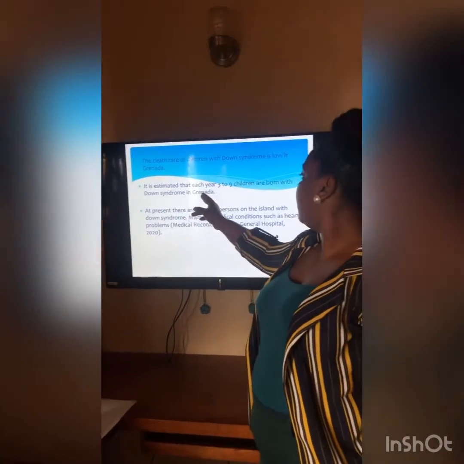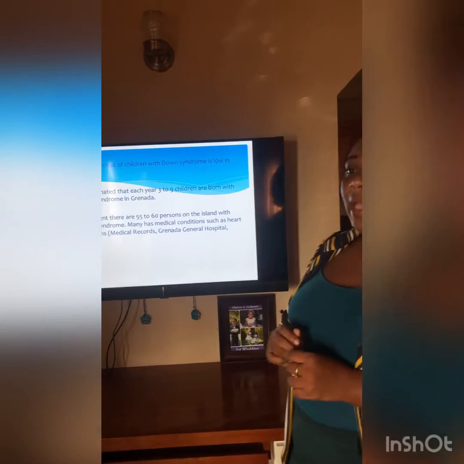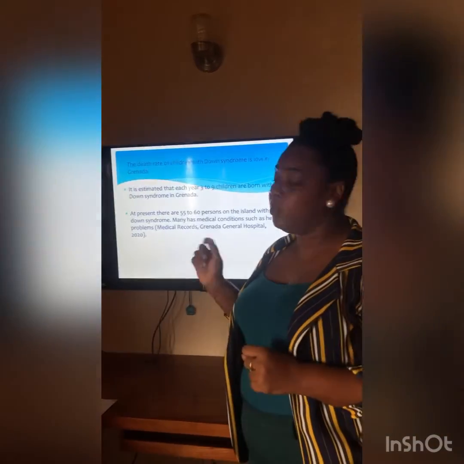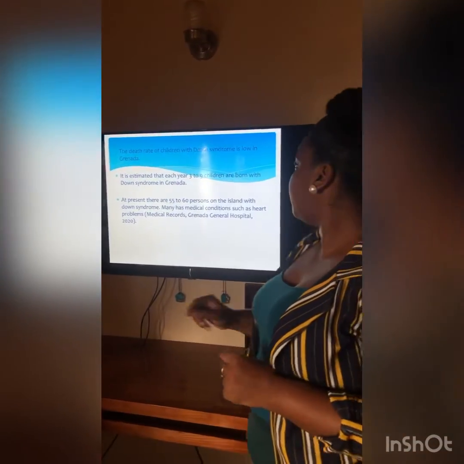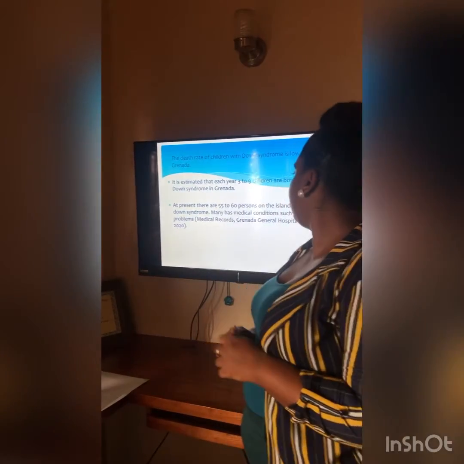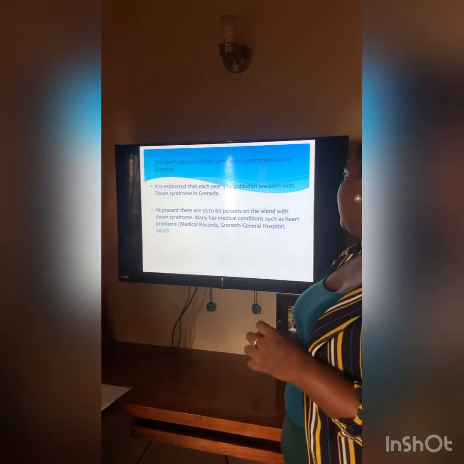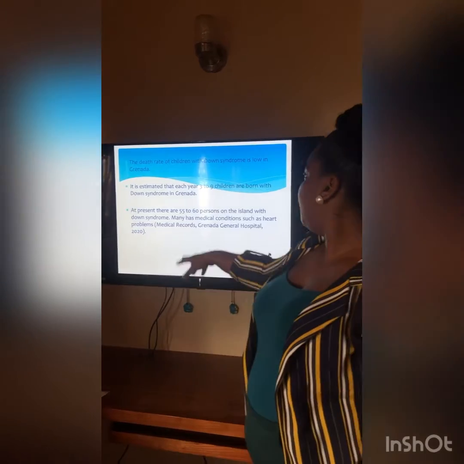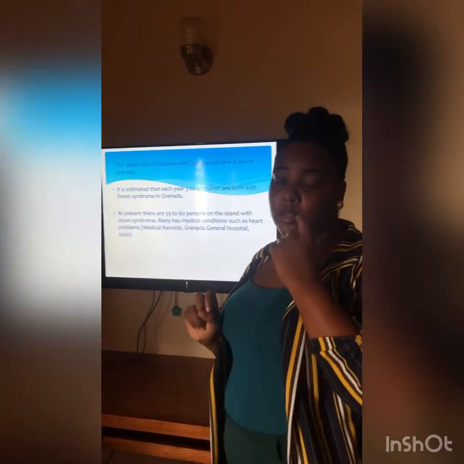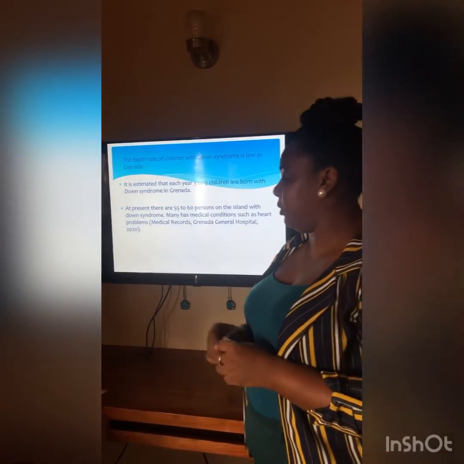It is estimated that each year, 3 to 9 children are born with Down syndrome. At present, there are 55 to 60 persons on the island living with Down syndrome. Many have medical conditions such as heart problems.